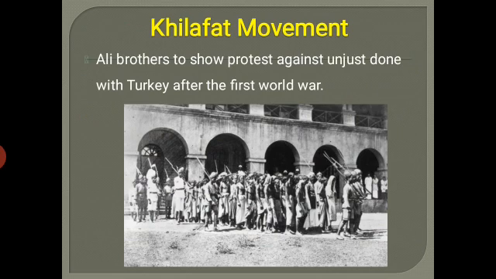The Khilafat movement was a movement by Indian Muslims allied with Indian nationalists, led by the famous Ali brothers, Muhammad Ali and Shaukat Ali, to protest against the injustice done to Turkey after the First World War. So this is the information about the Khilafat movement.